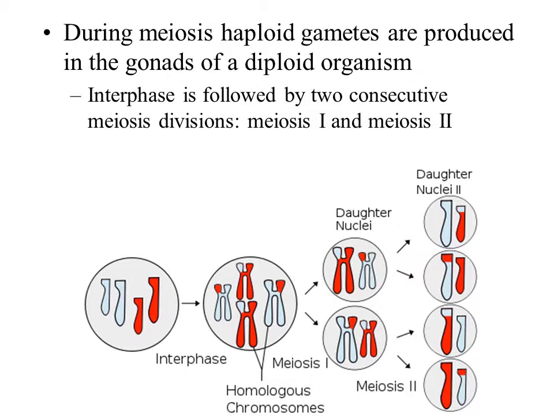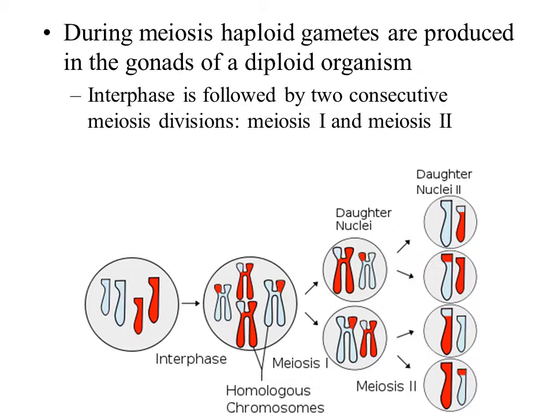So during meiosis, haploid gametes are produced. They're going to be produced in the gonads, either the ovary for female or the testicles for a male. Interphase is then going to be followed by two consecutive meiosis divisions. We're going to call that meiosis 1 and meiosis 2.